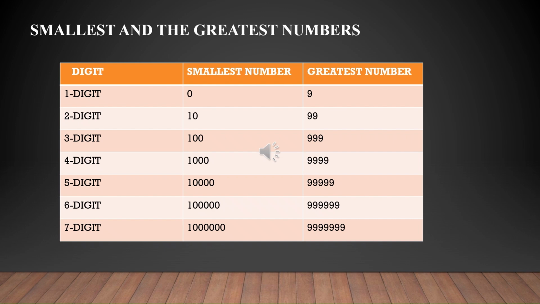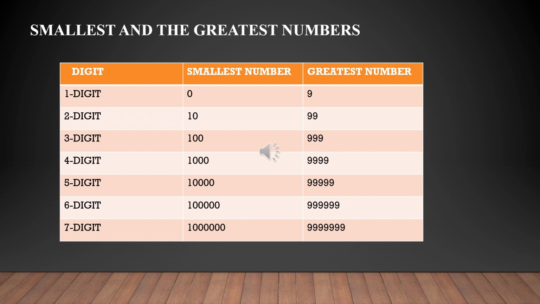Children, do you know what is the smallest single digit number and what is the greatest single digit number? Or what is the smallest four digit number and what is the greatest four digit number? So to have the idea of such concepts, we have a table here. Look at the table here. Here digit, smallest number and greatest number are given to you. The single digit smallest number is 0 and the greatest number is 9. The two digit smallest number is 10 and the greatest number is 99.